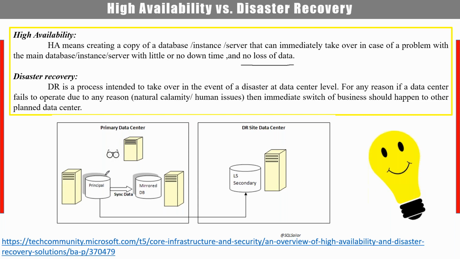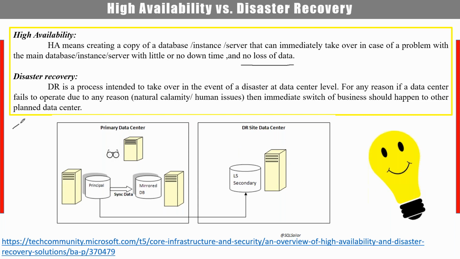In case something goes wrong here, no worries, I'm having one more copy in the DR data center. Both are data centers only. We are just giving names: one is primary, one is DR. Agree? You can also call it secondary, but forget about secondary, call it DR. Technically, don't call it secondary. Technically, you can call it DR because you are already maintaining one copy here.